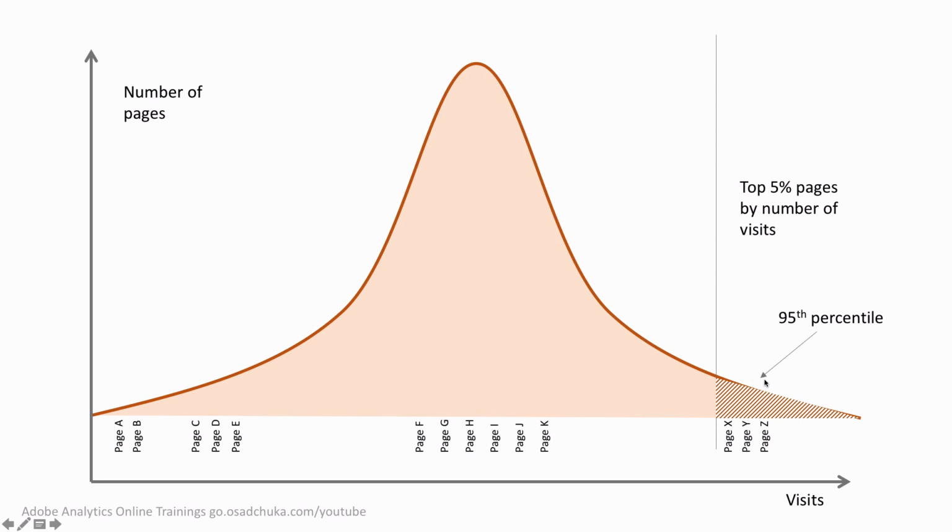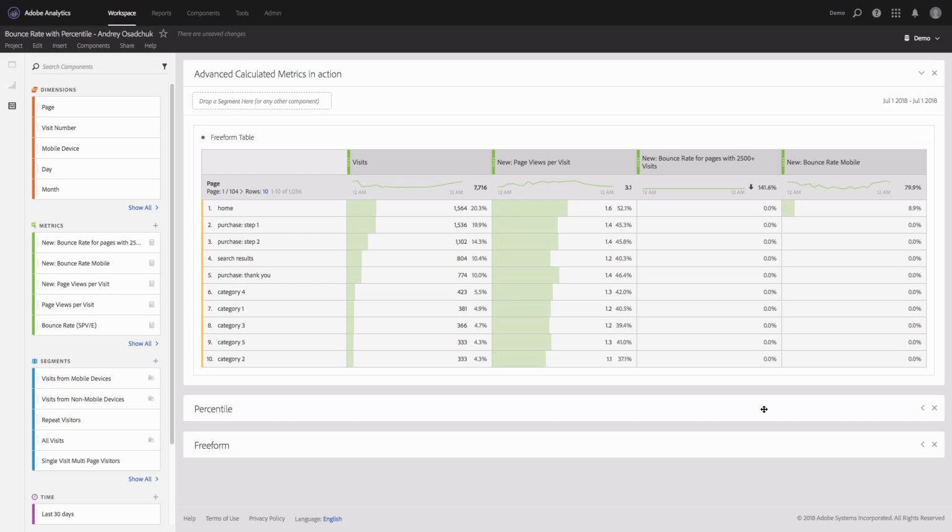So if you want to look at only 1% of the most visited pages, this would be somewhere here. This would be the 99th percentile. So this is the percentile. Now I hope it's clear what the purpose of the percentile is. And now let's get back to Adobe Analytics.